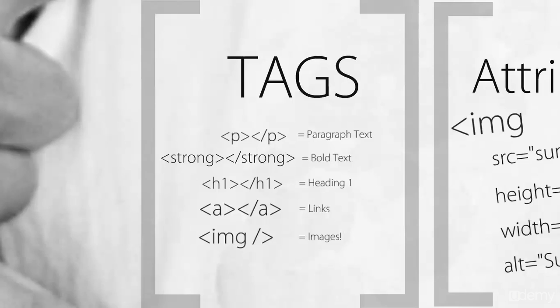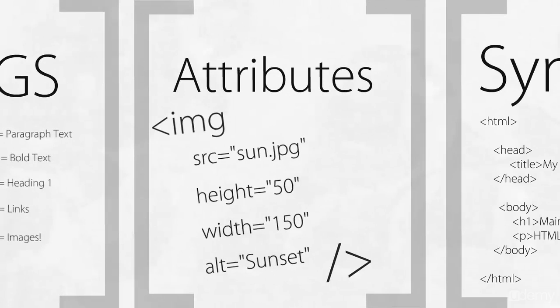Now strong is like bold text, and that's good for something called SEO, which means search engine optimization. Then we've got H1, which is headings, and A, which is links, and we've got images. Now images are slightly different because their story begins and ends in the same tag, and we'll be looking at that now. So now let's have a look at the image tag.